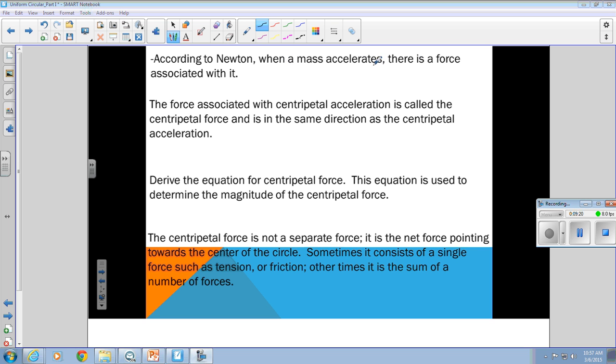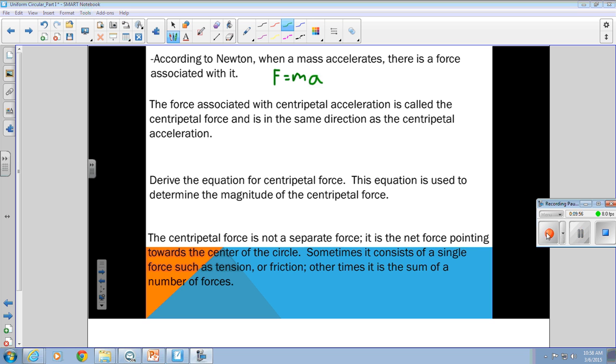Now, moving along with how this relates to forces, when you have an accelerating mass, there's always a force associated with it. Something can't accelerate without a force, and we know this through Newton's second law of force equals mass times acceleration. We call this force that is related to the centripetal acceleration, obviously, the centripetal force, the center-seeking force. It's in the same direction as the centripetal acceleration. So it too is center-seeking.